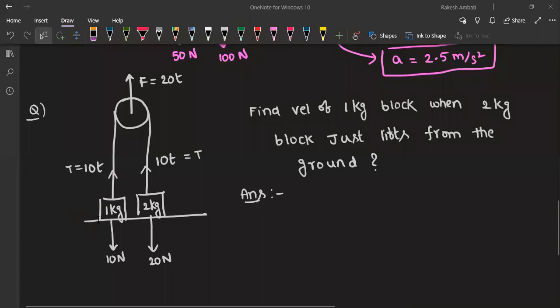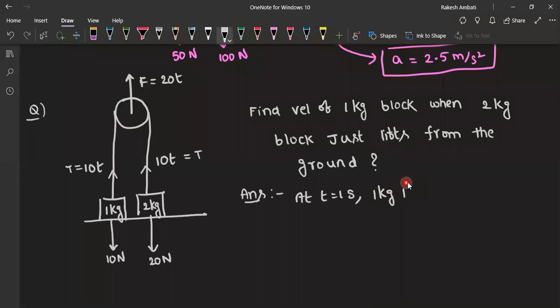Okay, now you please answer. At what time does this 1 kg block just lift off from the ground? 1 second. Okay, if t equal to 1 second, now the tension force, the lifting force, becomes 10 Newton, and this is also 10 Newton. So write down the first step: at t equal to 1 second, the 1 kg block just lifts from the ground.